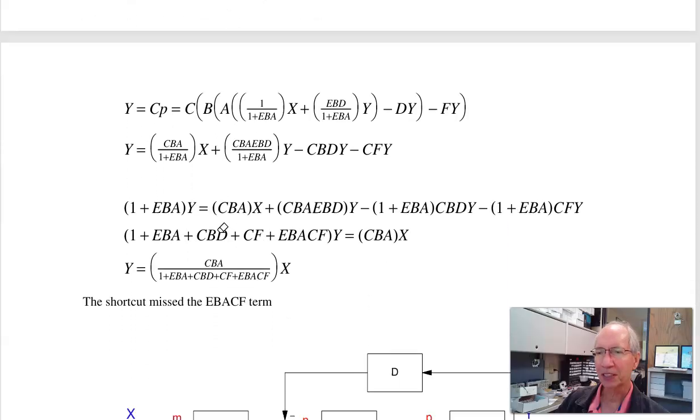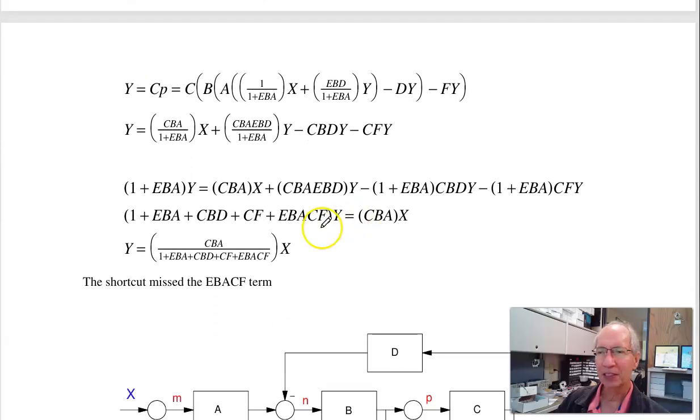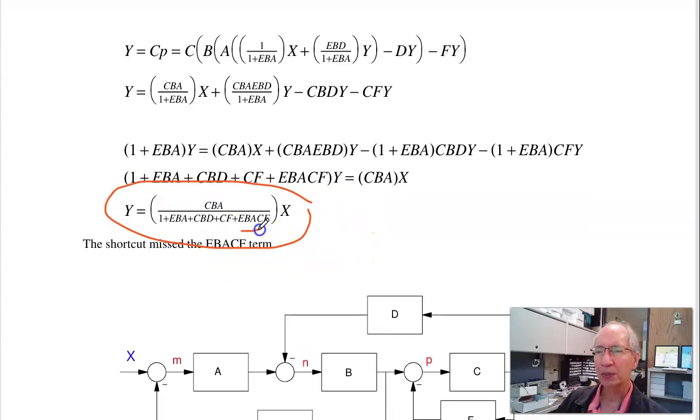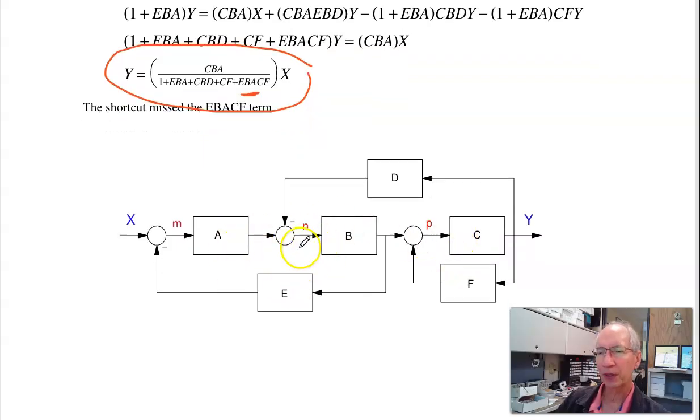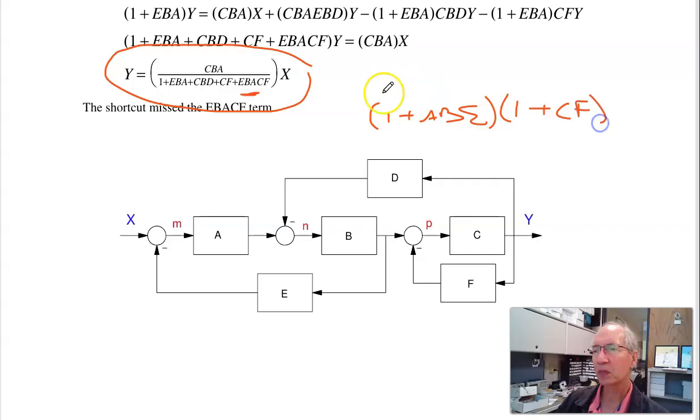Time passes. And eventually you get this. That's almost the same. I was missing that term right there. Where that comes from is that I actually have this system cascaded with that one. When you multiply the two transfer functions together, I get 1 plus ABE, and the second one, 1 plus CF in the denominator. Multiplying them, I get the product of these two terms. That's where this comes from.